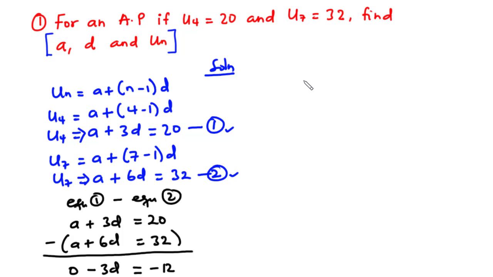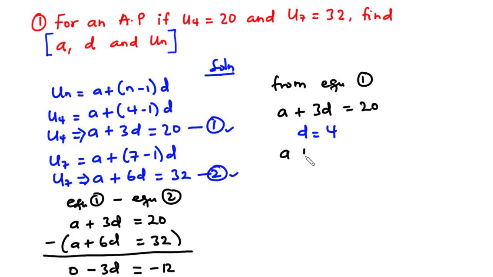So now let's find the value of a. We can use any of the equations, whether equation 1 or equation 2. So now let's use equation 1. From equation 1, we have a plus 3d equals 20. Now don't forget that the value of d is equal to 4. So we have a plus 3 times 4 equals 20.